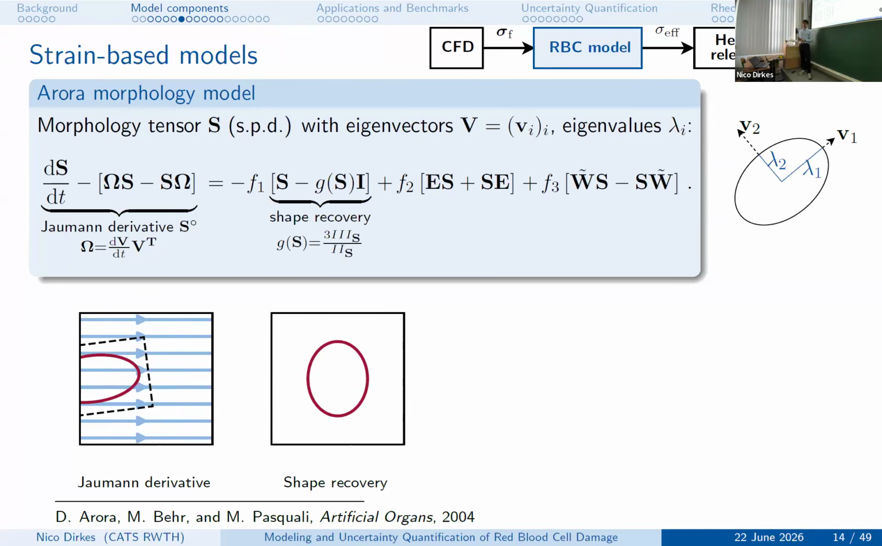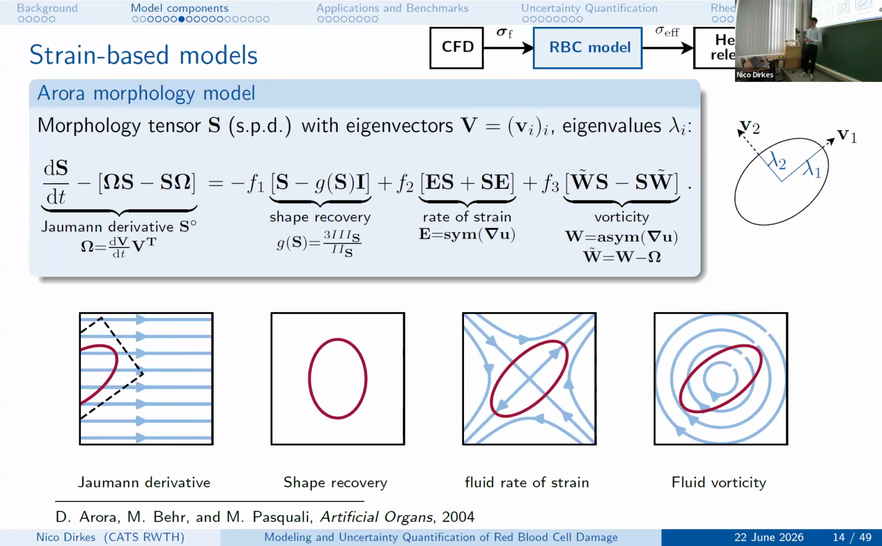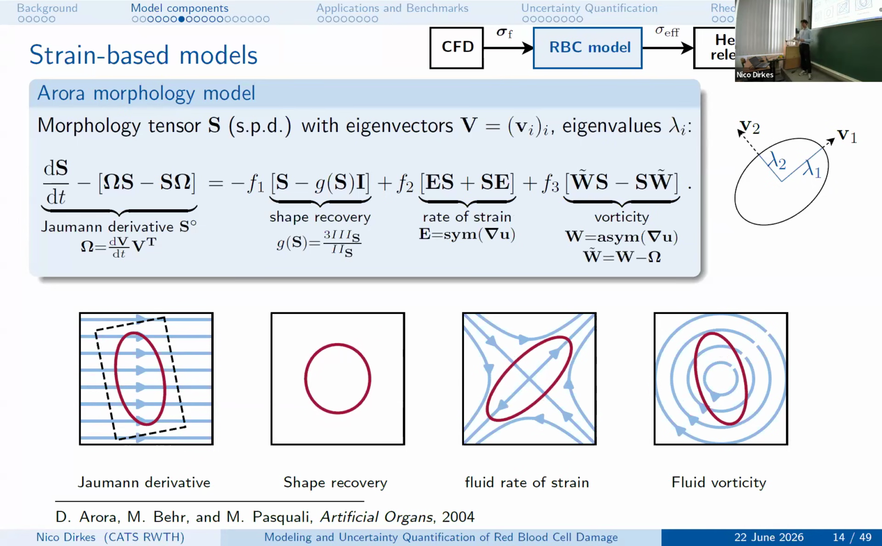And you have to take the material derivative to obtain the rotation. Then on the right-hand side, you have all the effects of the fluid. So on the one hand, the first term is the shape recovery term, which will relax the cell back to its initial shape in the absence of any stress. The second term determines the influence of the rate of strain tensor, which aligns the cell with the principal axis of strain and stretches the cell along those axes. And then the third term is the effect of the fluid vorticity, which rotates the cell. And so you have some linear superposition of all of these effects.